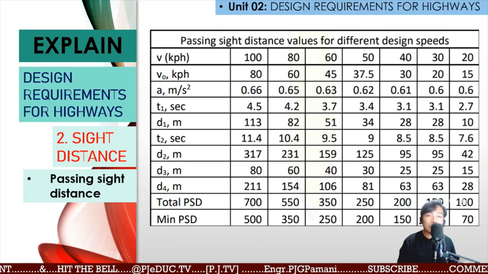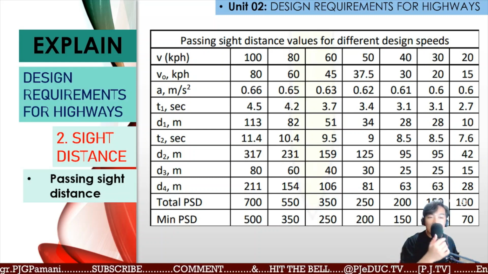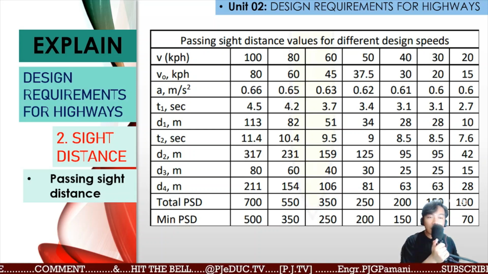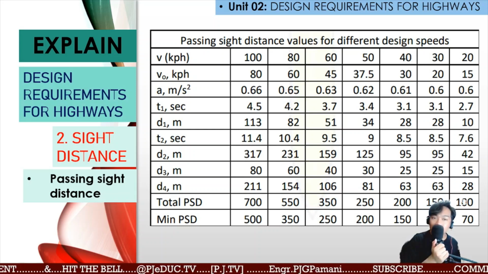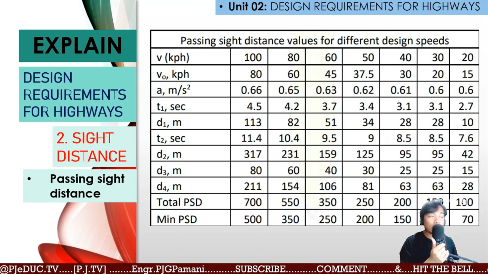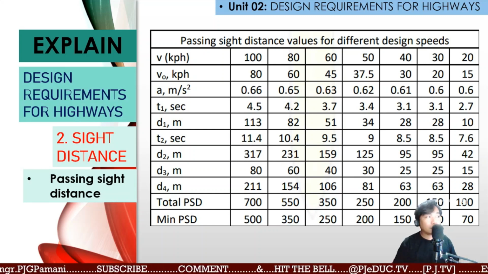While it is absolute to provide SSD all the time, it will be very expensive to provide PSD all the time, as this would mean very gentle horizontal and vertical curves. In practice, PSD should be provided in long sections of roads where drivers will have the opportunity to overtake one-third at a time. Okay, the passing sight distance values for different design speeds.